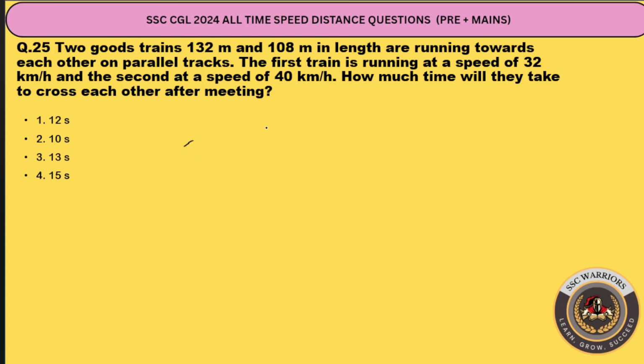Two goods trains, this and this, are running towards each other on parallel tracks. How much time will it take to cross? Time is distance upon speed. Distance is 132 meters plus 108 meters, because they both will cross each other, so both distances will be added. Now they are running towards each other, so the speeds will be added. So it will be 40 plus 32 is 72.